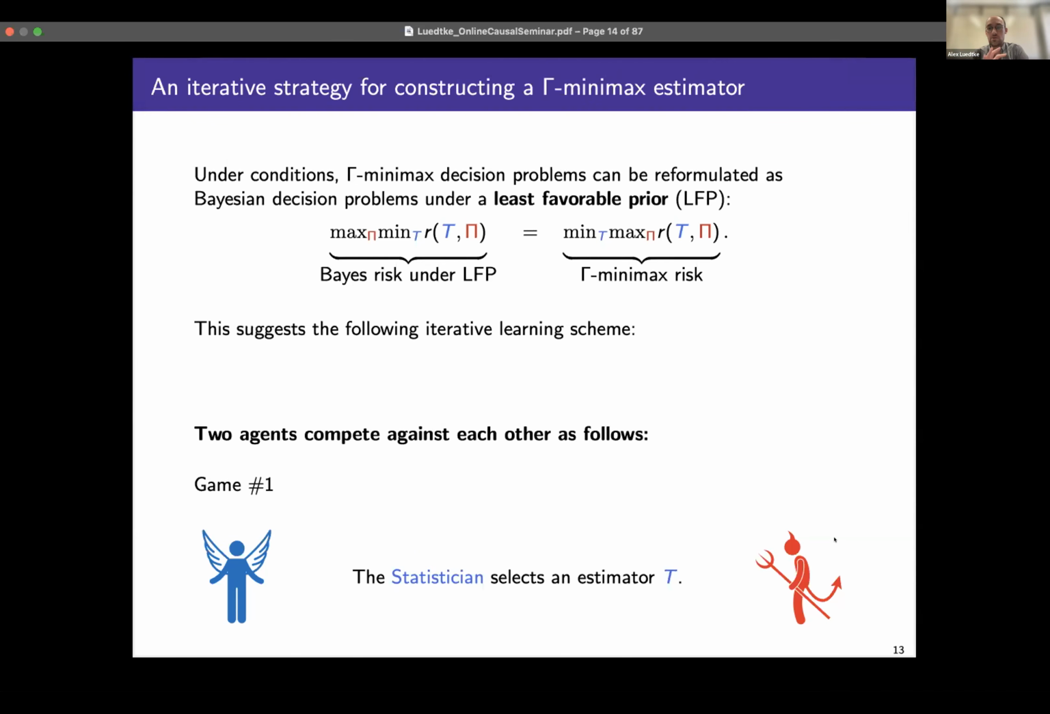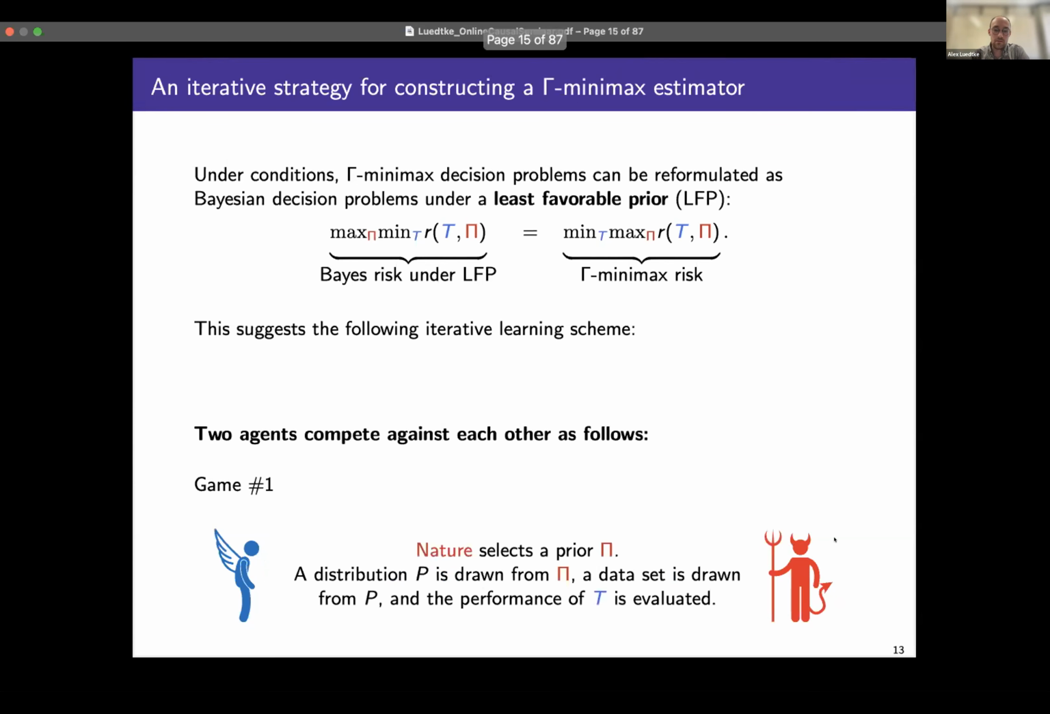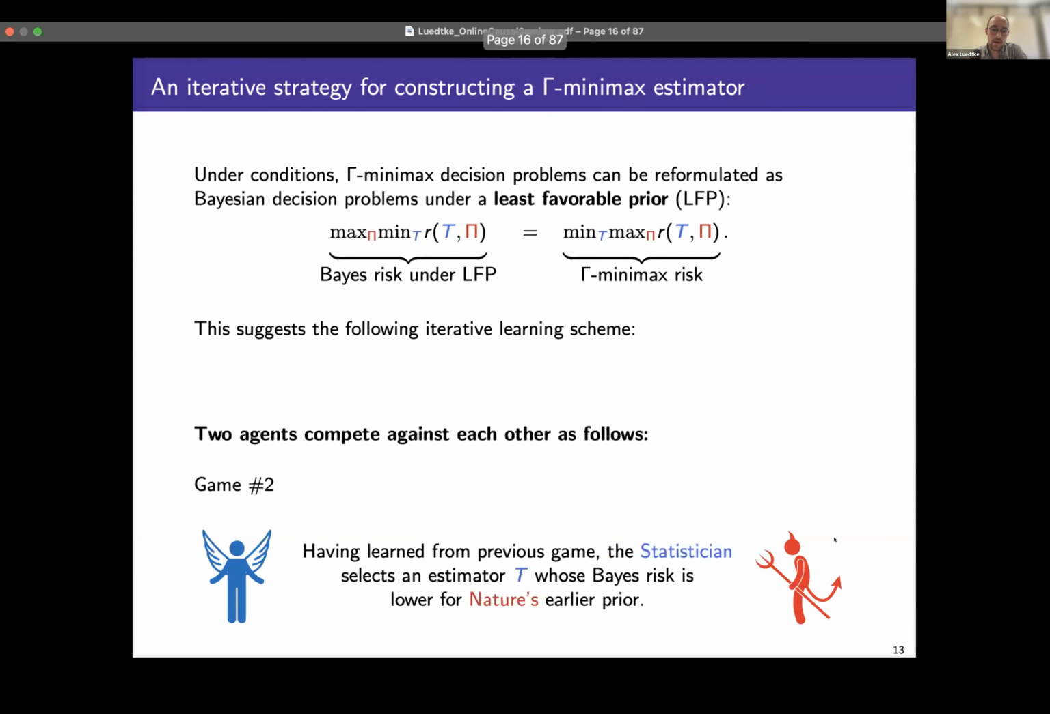The statistician is going to select an estimator at the beginning of this game. And nature is in turn going to select a prior that we'll call pi. Then for the first game, a distribution is going to be drawn from this prior. A data set will in turn be drawn from this distribution, and we're going to evaluate the performance of the estimator. So we're going to see how well we do when we take a random sample from the prior, a random data set from that distribution, then evaluate the performance of the estimator.